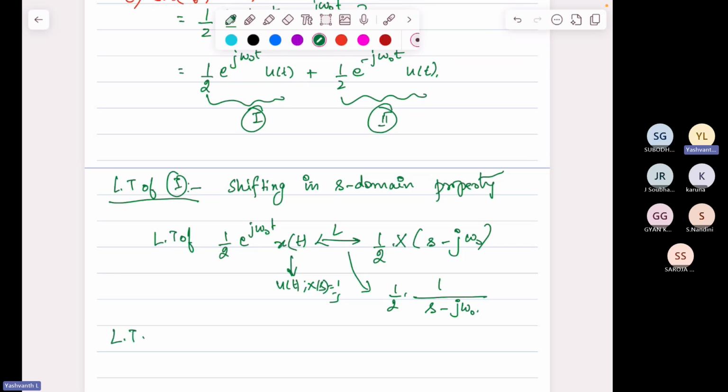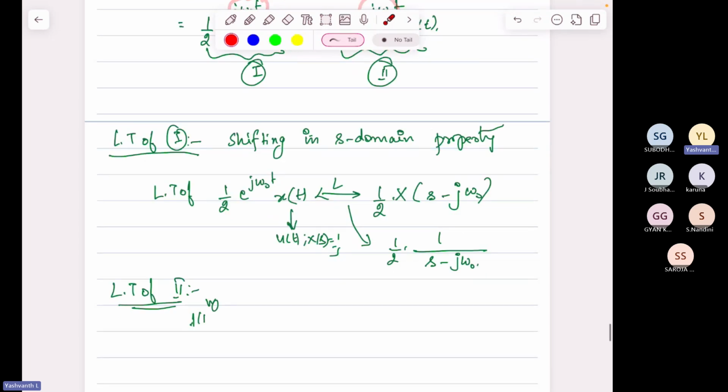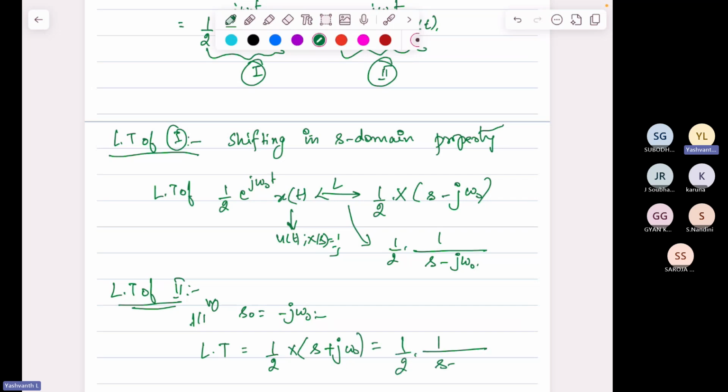Similarly, the Laplace transform of term 2. You can show that similarly, the only difference is in term 1 you have plus jω₀, in term 2 you have minus jω₀. That's the only difference. That is, s₀ is now the negative of the term in term 1. So in term 2, s₀ is equal to −jω₀. So your Laplace transform will be equal to half of X(s + jω₀), which is nothing but half of 1/(s + jω₀).